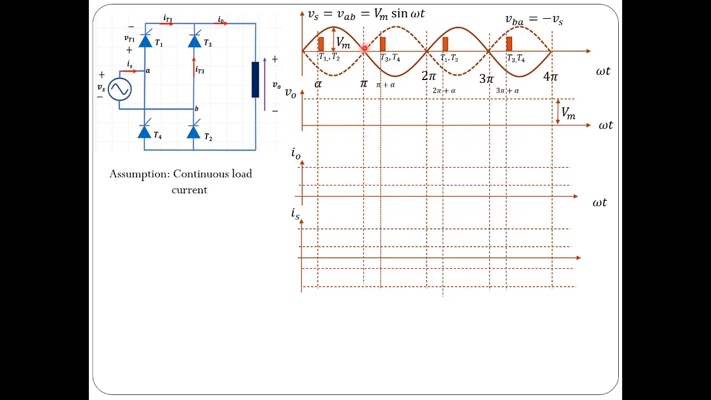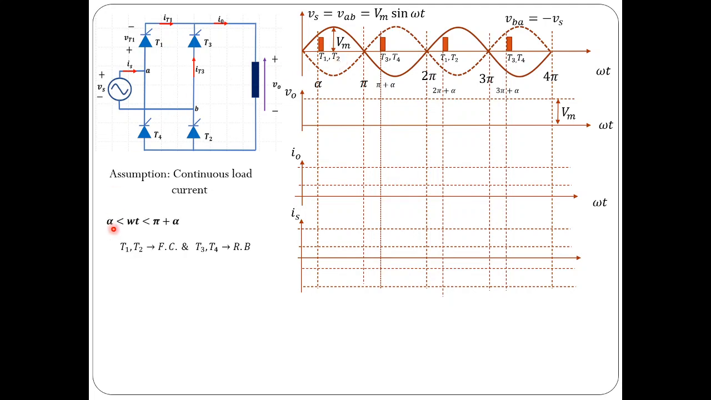This is the methodology adopted to apply the firing angles to each thyristor. T1 and T2 are fired at a time, and T3 and T4 are also fired at a time. Now, assuming the load current is continuous, thyristors 1 and 2 would be conducting from alpha to pi plus alpha. From alpha to pi, the voltage across the source is positive, and from pi to pi plus alpha, the voltage across the source is negative. Even though you have negative voltage, T1 and T2 are still going to be conducting. That is due to the highly inductive nature of the load.